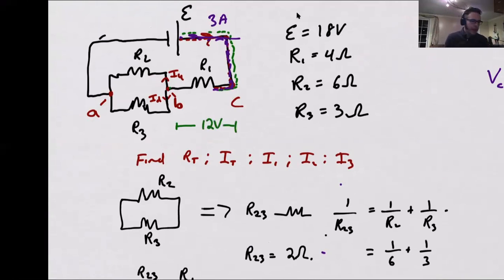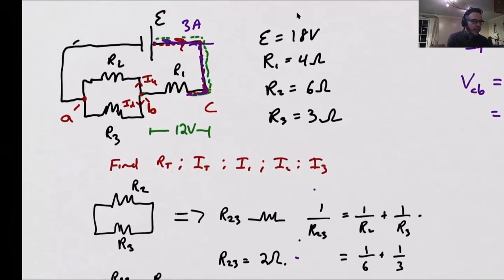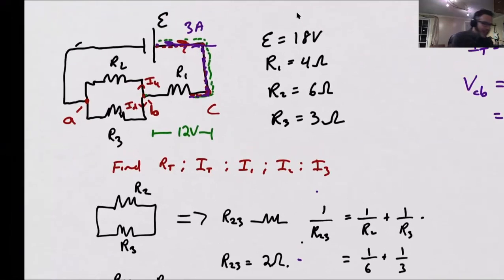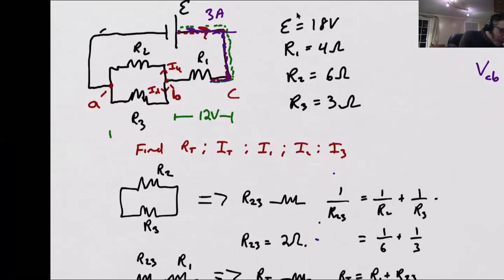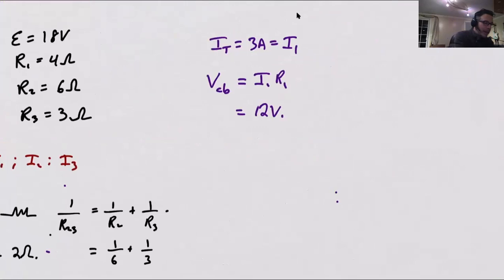Okay? So if it costs you 12 volts to go that leg of the trip and we started with 18 volts, right away that tells us that we only have 6 volts left to go the rest of the trip, which is the potential between B and A. Now, the potential between B and A, however, is right back where we were in the previous problem. These are two things in parallel.